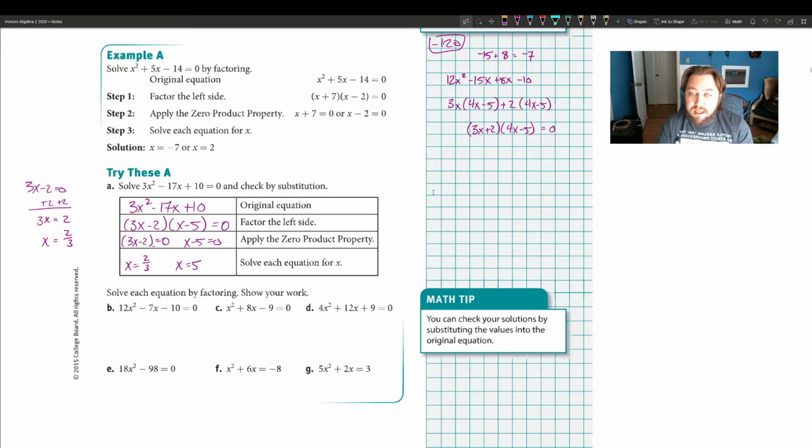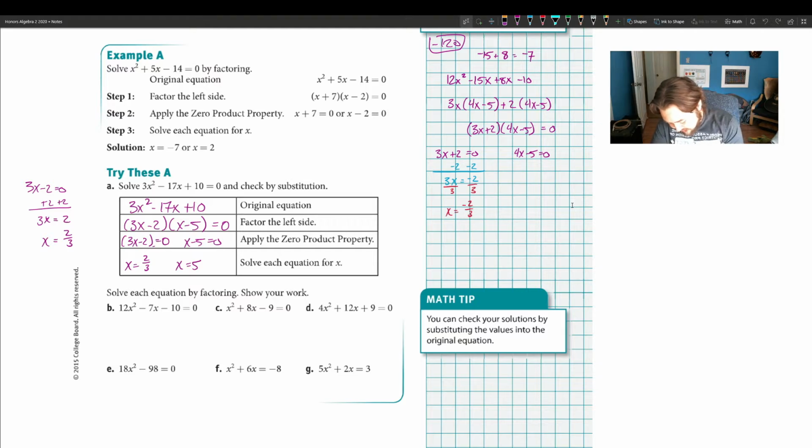And now we can go ahead and apply the zero product property. So what I'm going to do is say 3x plus 2 equals 0 and 4x minus 5 equals 0. And we'll solve these two independently and we'll have our pieces to put back together. So on the left one, we'll subtract 2. You will get 3x equals negative 2. We'll divide by 3 and get that x equals negative 2/3.